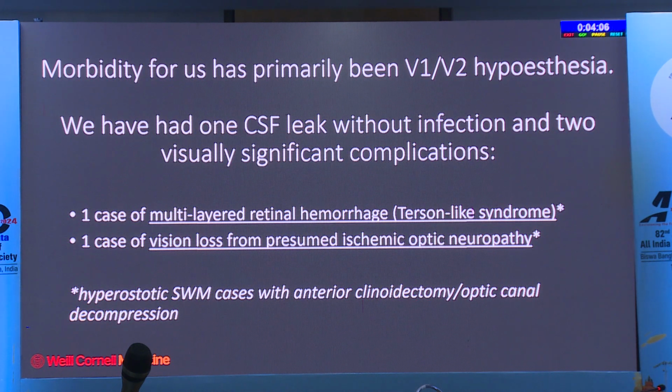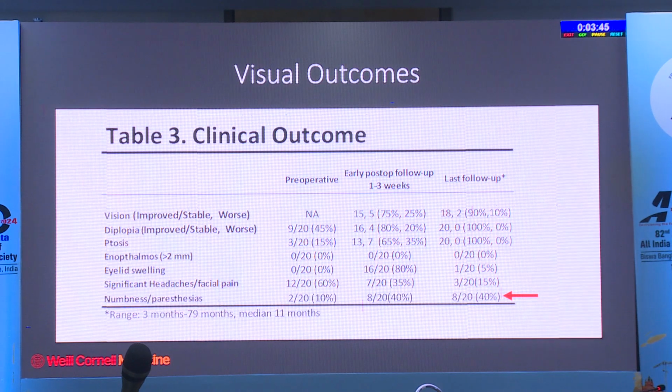We did have one Terson's-like syndrome, probably from impaired venous outflow, venous congestion during the retraction. And we had one significant case of canal hyperostosis and a sphenoid wing meningioma, where a patient who was count fingers or hand motion pre-op went to NLP afterwards. Those would have been challenging to treat no matter what the approach. But other than that, we really haven't had significant enophthalmos, significant vision changes, or strabismus.